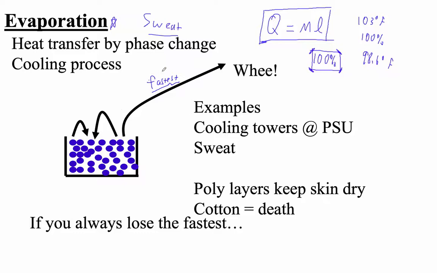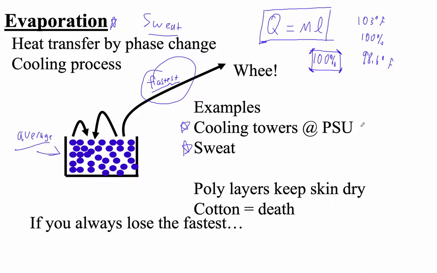Well, if you're always losing the fastest ones, what happens to the average of the ones that are left behind? Well, the average kinetic energy gets less, right? If you're taking away the fastest molecules, then the average of what's left behind is less. And that's, on a microscopic scale, that's how evaporation works. So obviously sweat is an example.